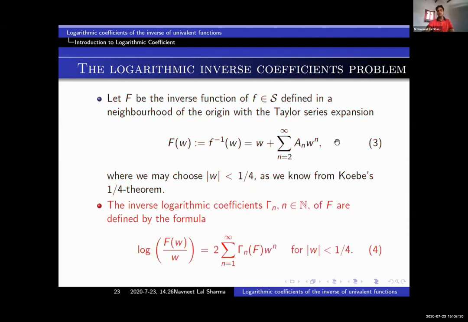Because f has this series representation, this is an analytic and univalent function. So F of w divided by w is a non-vanishing analytic function. So we can take the logarithm of that, and the logarithm of this is defined by 2 summation capital gamma n into w to the power n. Here capital gamma n is called the inverse logarithmic coefficient of the function capital F, where F is the inverse of f. My main aim is to find this bound, and in this direction nobody has worked. We started to solve this problem.